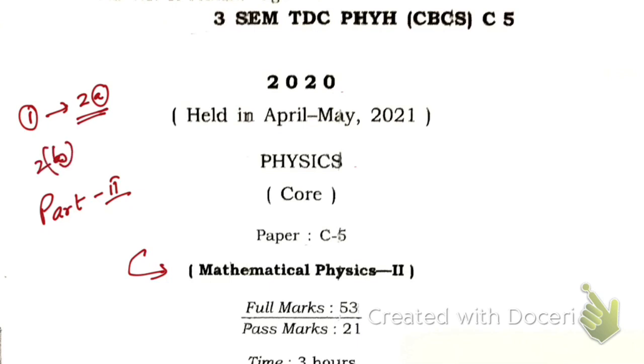So this is the mathematical physics paper of BSc 3rd semester set by Dibrugarh University of the year 2020, for the physics honors students, C5 paper.